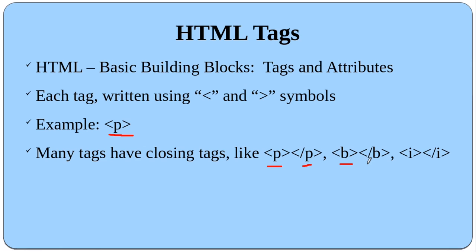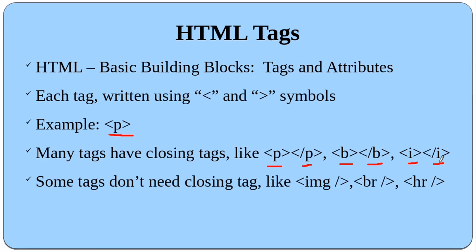For the B tag, /B is the closing tag. It is used to bold the text. For the I tag, /I is the closing tag. It is used to change the text into italic.